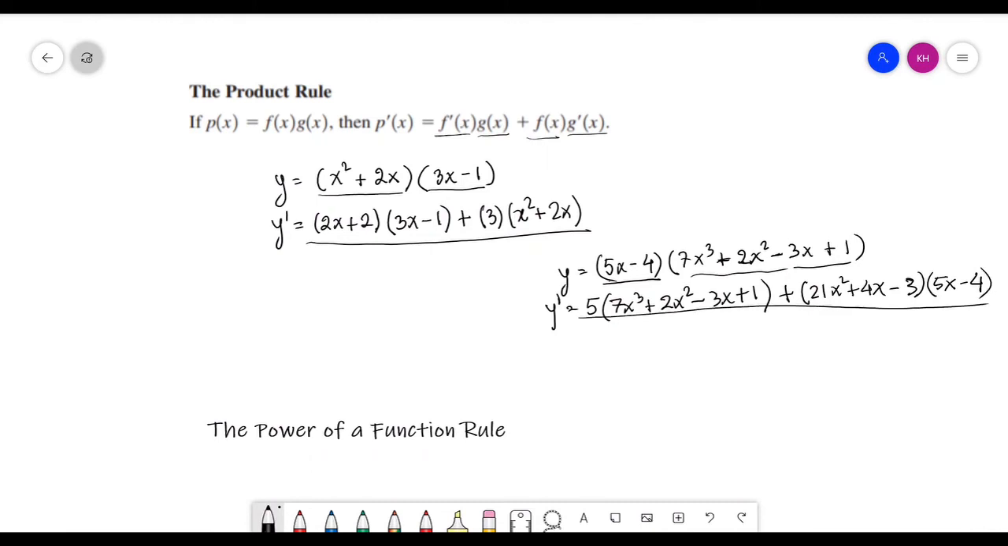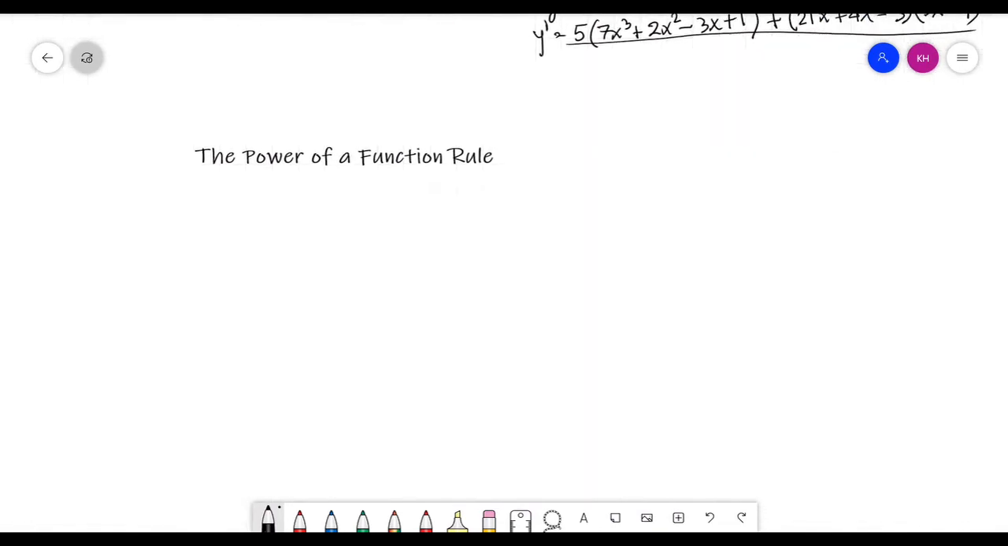Now eventually you will have to learn to simplify it further and bring it to the simplest form. But for now, just know that this is the formula for product rule, and this is how you can find the derivative of a function that is a product of two different functions. Now moving on, we're going to talk about the power of a function rule.